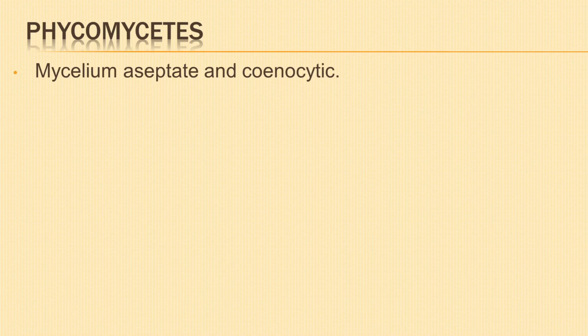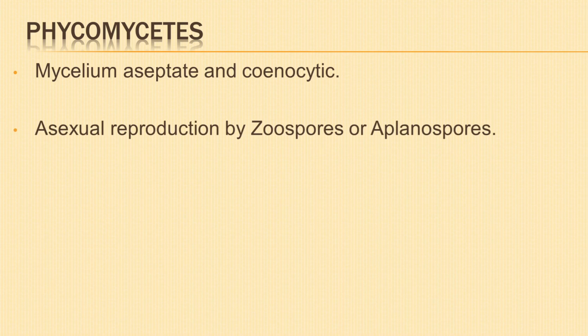Next is Phycomycetes or algal fungi. The mycelium is aseptate and cenocytic, meaning multinucleated. Asexual reproduction takes place by motile spores called zoospores or by non-motile spores called aplanospores. Spores are produced endogenously inside the sac-like sporangia.